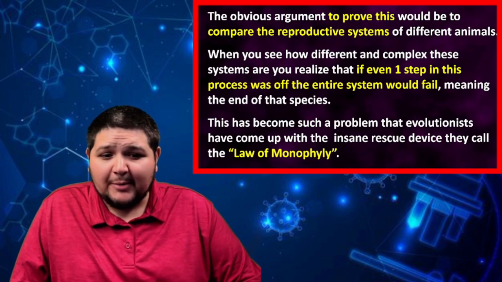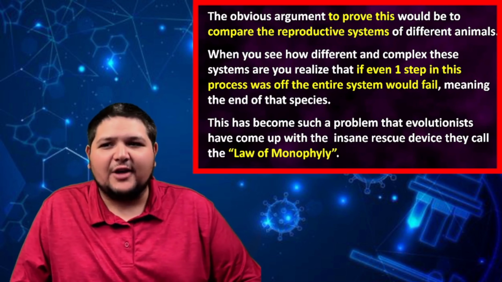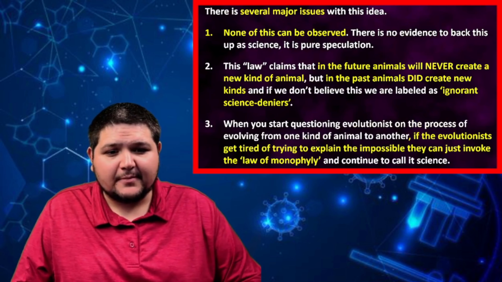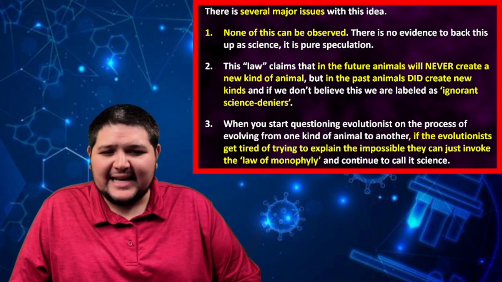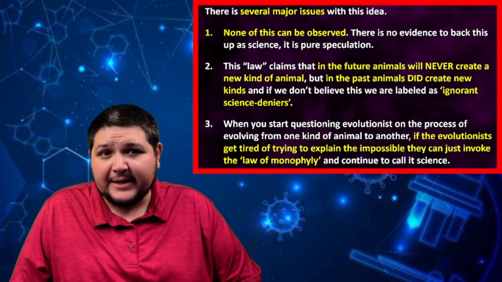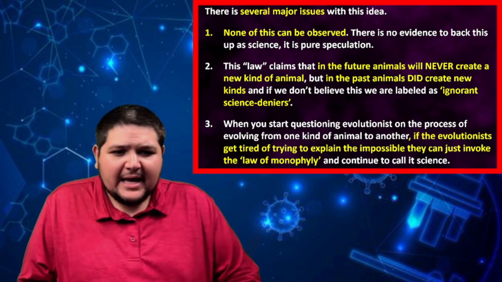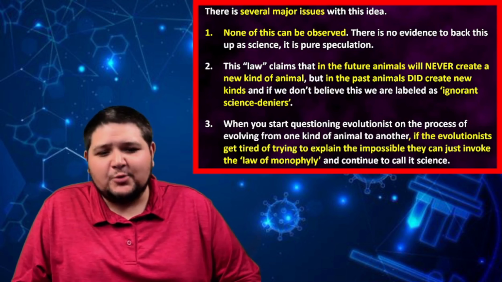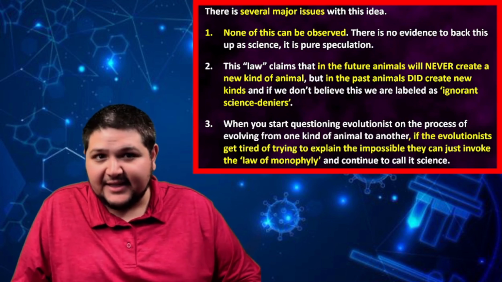This has become such a problem that evolutionists have come up with the insane rescue device that they call the law of monophyly. There are several major issues with this idea. The first one is that none of this has been observed. There is no evidence to back this up. It is pure speculation. The second is that this quote-unquote law claims that in the future animals will never create a new kind of animal, but in the past they did.